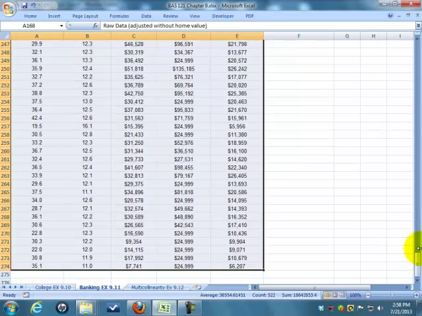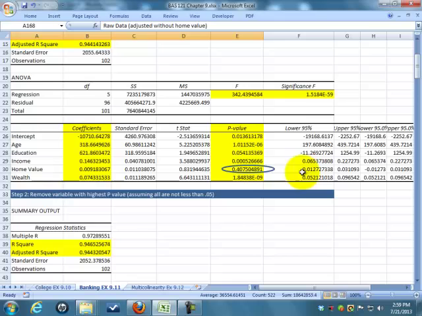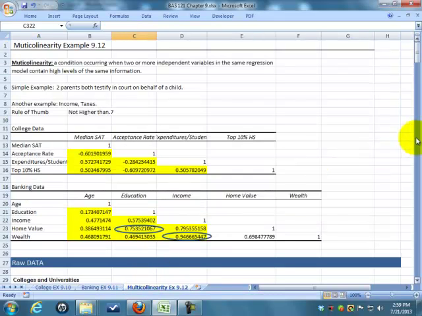And then we looked at the banking example, where we had a p-value that was a little outside the range. Initially, we had the home values, which were not a good predictor. So we went through the step of taking the independent variable whose p-value was not good out of the equation, rerunning our analysis without that variable, and then coming up with a new equation without home value in the equation. Now we're going to talk about a concept called multicollinearity.